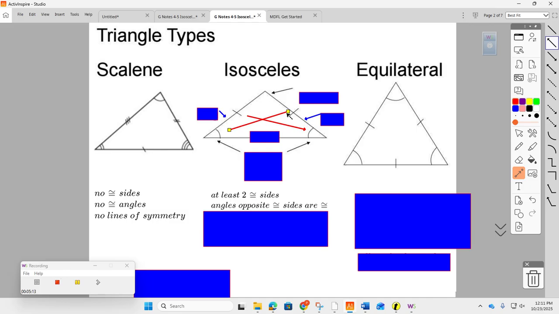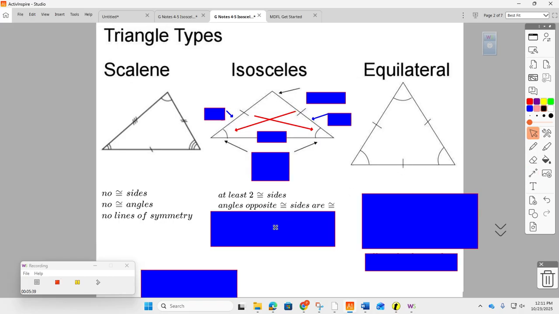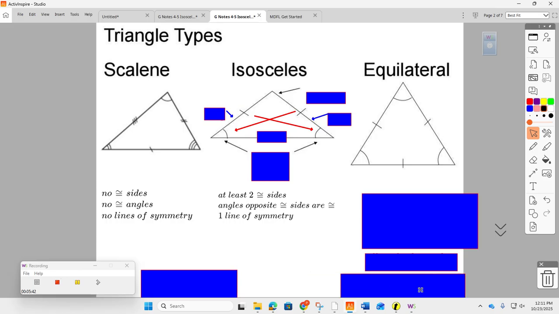So if this side, the angle opposite from it is here. This side, the angle opposite from it is here. So if a triangle has two or more congruent sides, the angles opposite are always congruent. Okay? And if there's only two sides congruent, it's going to have one line of symmetry.